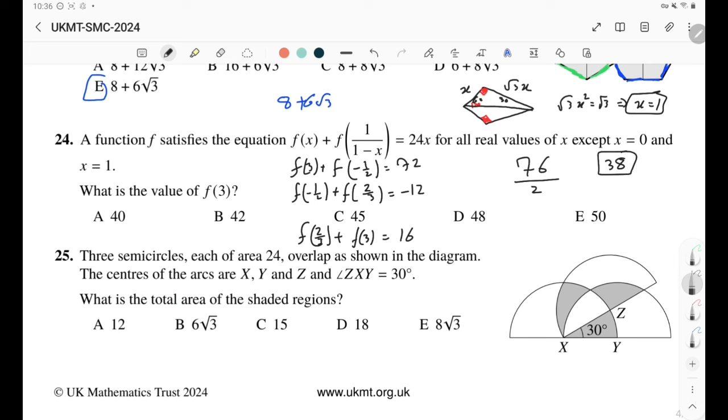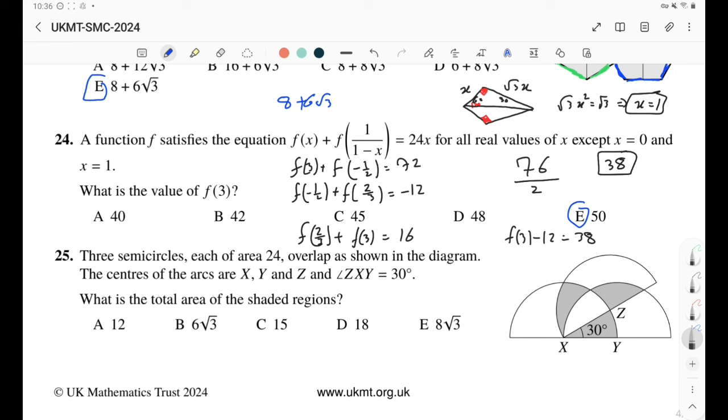And now if you go to the second equation, you know that what's this sum? This sum is just negative 12. So that means that f of 3 minus 12 is equal to 38. So now if you just move it to the other side, you're going to get the answer is 50. Yeah, that's it. This is the answer for question 24.